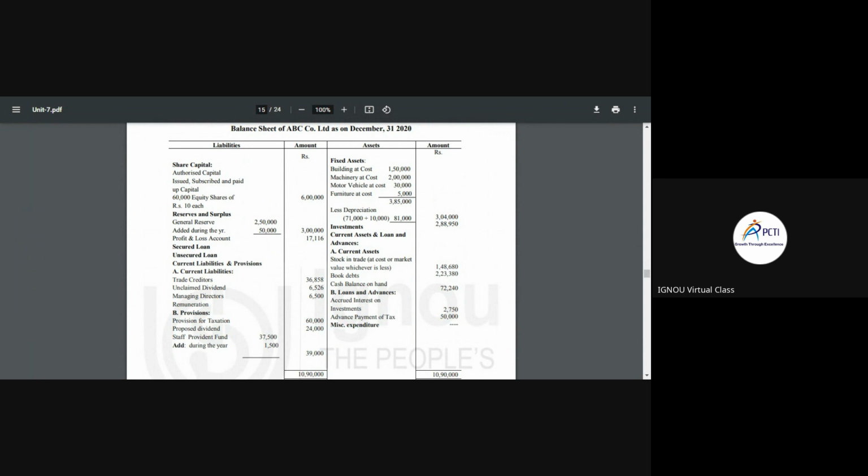So in the liability side, we have share capital, that will be authorized capital, and we have issued, subscribed, and paid up capital, that will be 60,000 equity shares of rupees 10 each, 6 lakh. Then we have reserve and surplus, in which we have general reserve added during the particular year. The total will be 3 lakh. Then we have profit and loss account, that will be 17,116. Then we don't have secured loans and unsecured loans, but we have current liabilities and provisions.